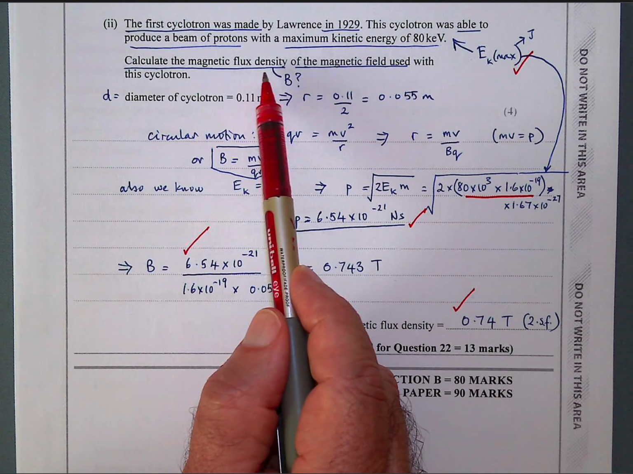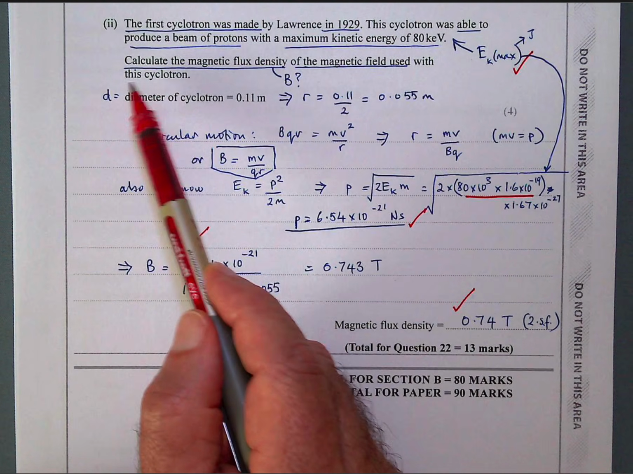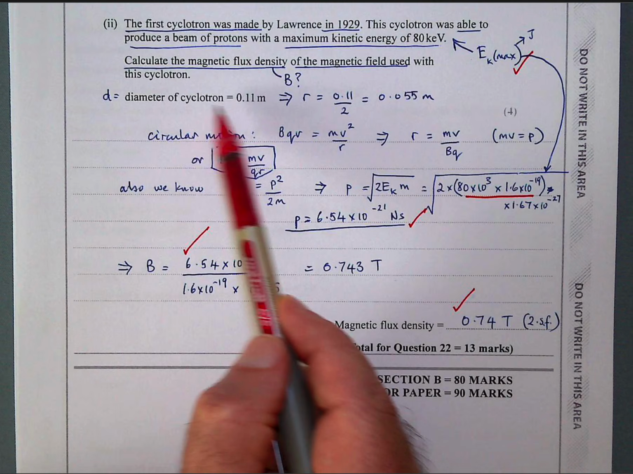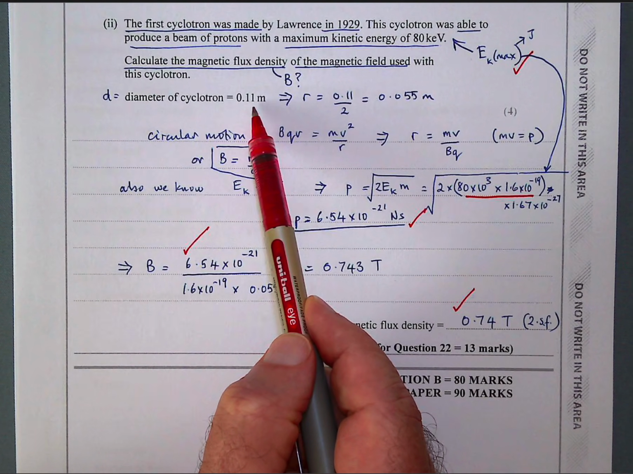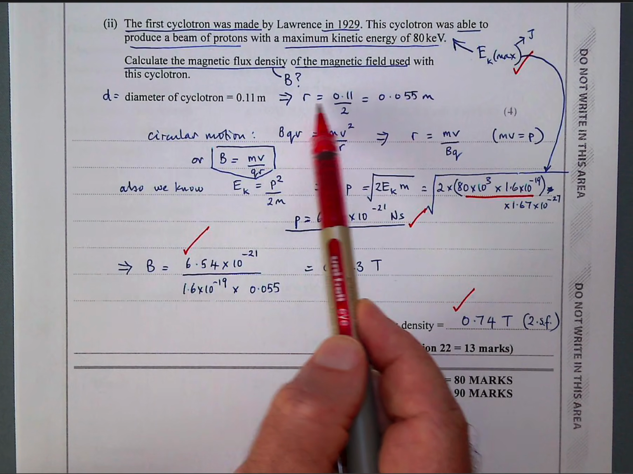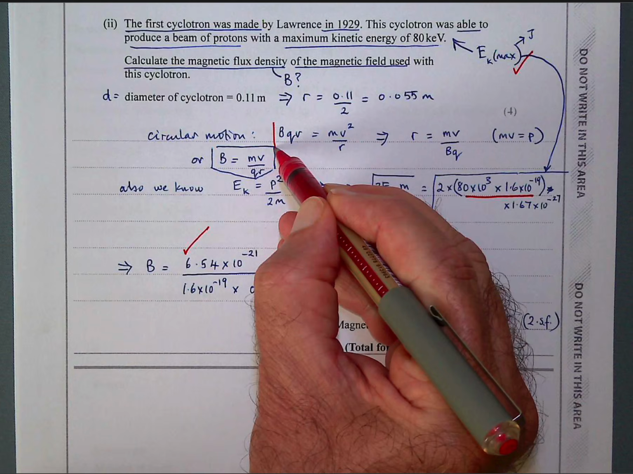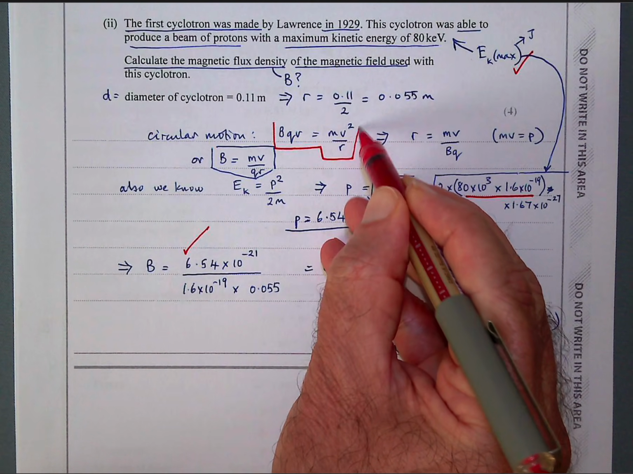Calculate the magnetic flux density of the magnetic field used with the cyclotron. So they're giving you the diameter of the cyclotron as 0.11 meters, so the maximum radius of it is 0.055. Because remember, circular motion means BQV equals mv squared over r.